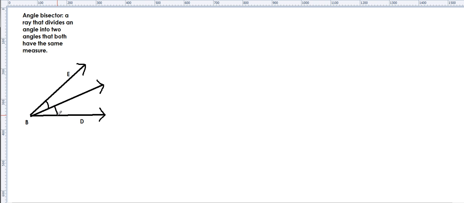And that's actually how we represent that. Whenever you see these little arcs, that tells you that those angles are the same degree. So if this is 30 degrees, then this one will also be 30 degrees.